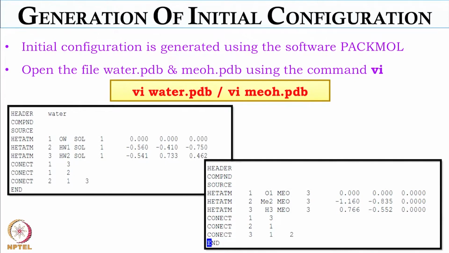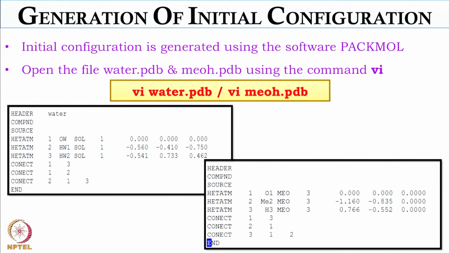The residue name of methanol is MEO, and these are the coordinates in the XYZ axes. CONECT 1 3 and 2 1 means that the bonds are connected, like O1 is connected to methyl and O1 is connected to hydrogen, and CONECT 3 1 2 is the angle connectivity. Those on the extreme right are the coordinates of oxygen, methyl group and hydrogen. Again in angstrom units, since it's a PDB file.